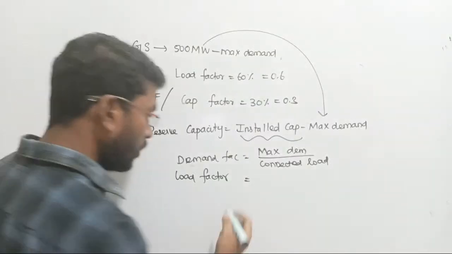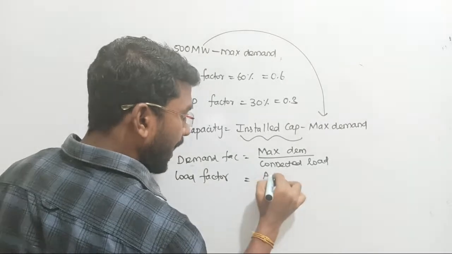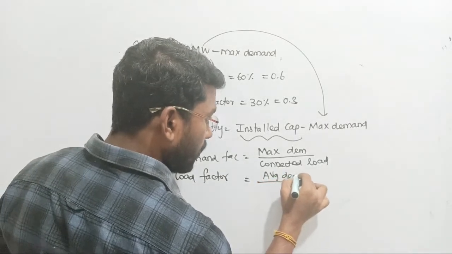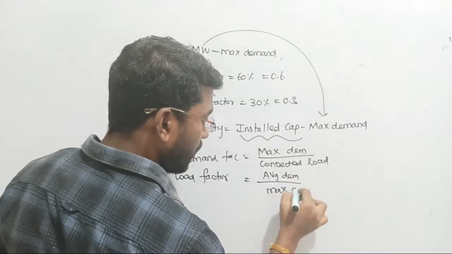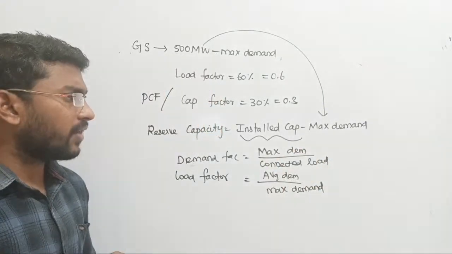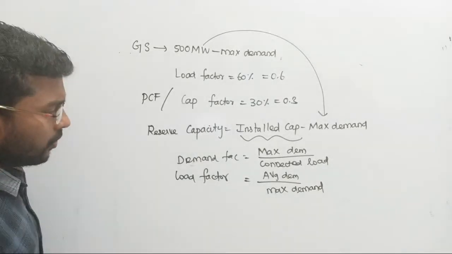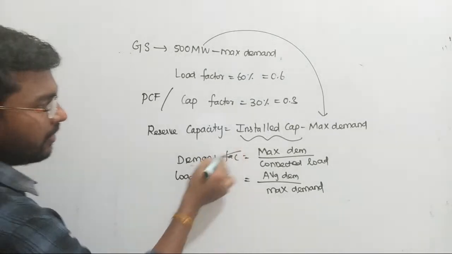Right? That is connected load. That is load factor. Load factor is the average demand divided by maximum demand. Okay, they are given some data. Now, how shall you proceed with that? Load factor and demand factor are there.